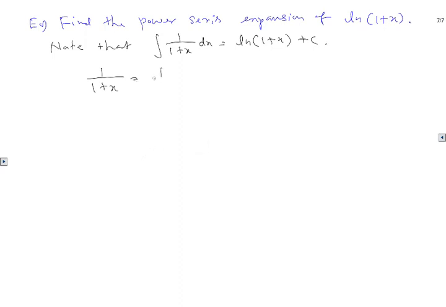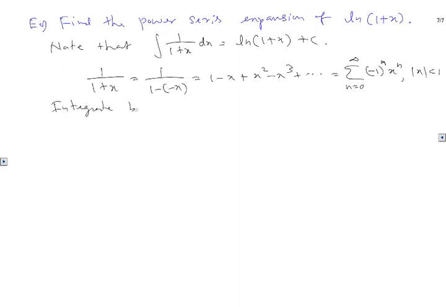As before, we did this before, so you can use that. This simply becomes 1 minus x plus x squared minus x cubed, like that. So this is the sum over n going from 0 to infinity of (-1)^n x^n, along with |x| less than 1, that's the radius of convergence.